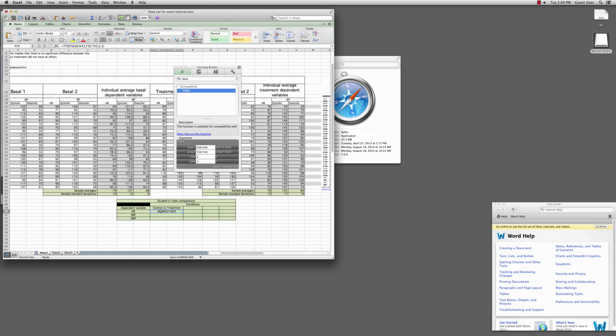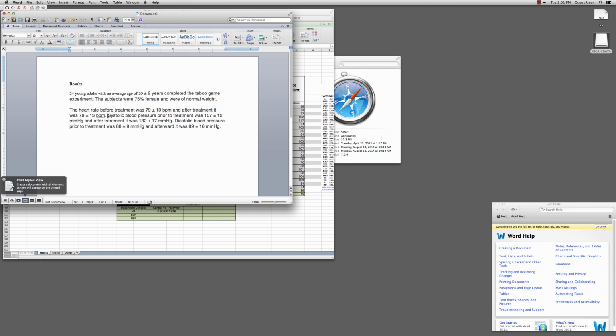Alright, so when you compare heart rate before treatment and after treatment, 0.9. 0.9 is bigger than 0.05. Therefore, there is no difference between heart rate. That's what we expected, right? 79 looks a lot like 79. The game Taboo did not have an effect on heart rate. Head into your Word document and go ahead and put that in. Heart rate did not change as a result of Taboo. P equals 0.09.